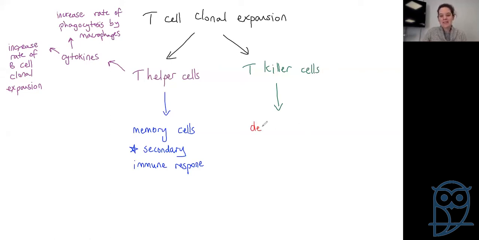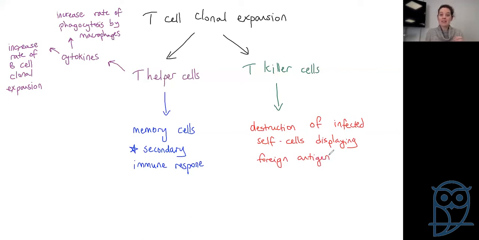Okay, so here we have destruction of infected self cells displaying foreign antigen. So again, we have that foreign antigen, the antigen of the pathogen, okay? And that's what our T killer cells are responding to. They're saying, you can't hide there. We're going to destroy this entire self cell in order to get at you, the bacteria, or whatever other pathogen is deciding to hide inside that cell.